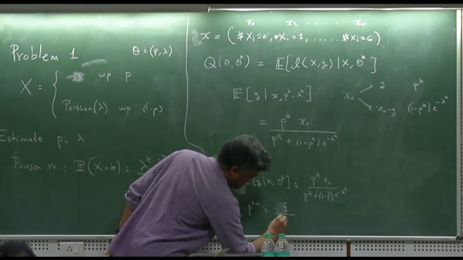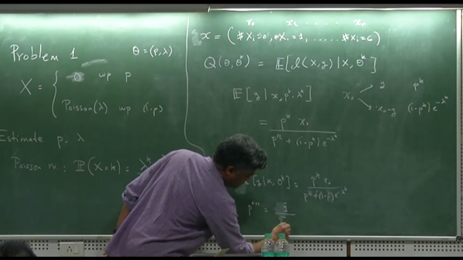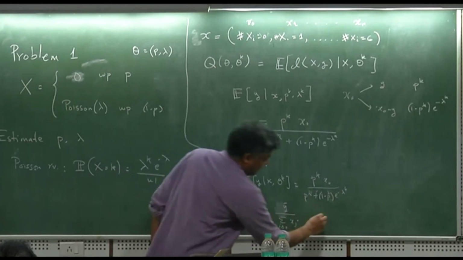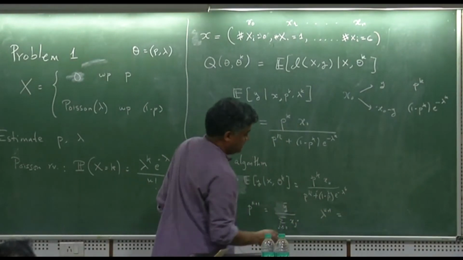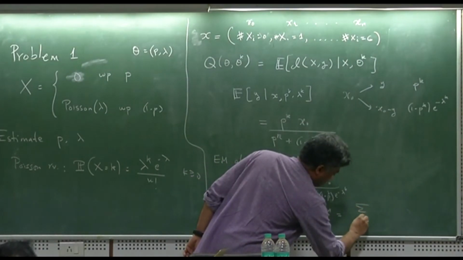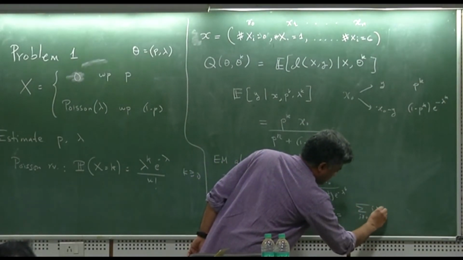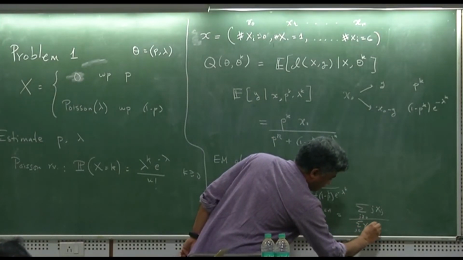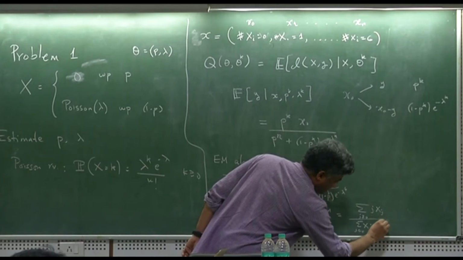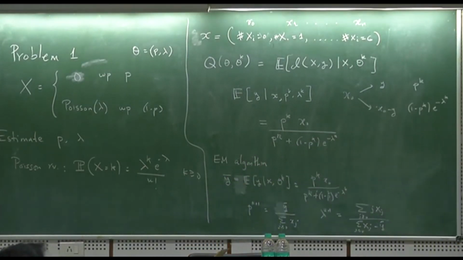It's going to be y bar divided by the summation of j greater than or equal to 0 of xj, and lambda k plus 1 is going to be equal to, again, the summation of j greater than or equal to 0 of j xj divided by the summation of j greater than or equal to 0 of xj minus y bar. Everybody good?